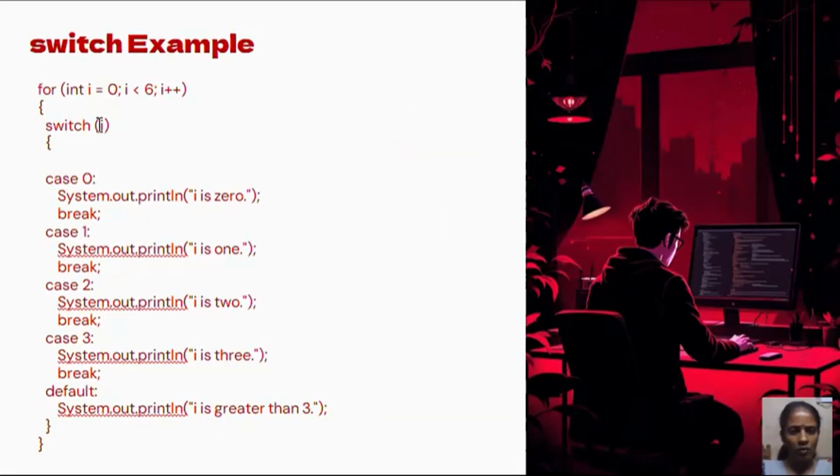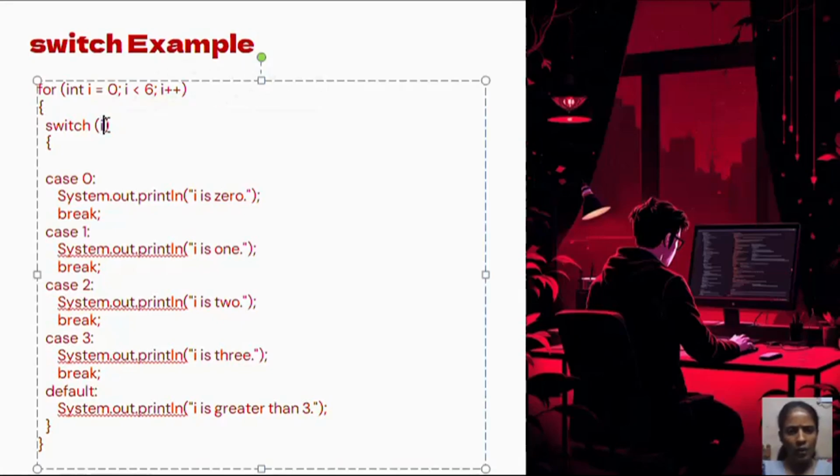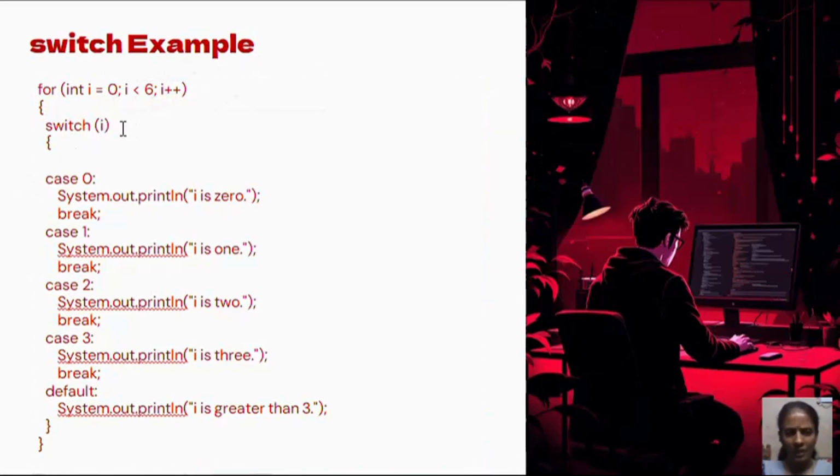Here, next to switch, I have a variable called I. Based on the I value, it goes to case 0 or 1 or 2 or 3. If the value of I is 5, there is no possibility of 5 here. Suppose the value of I is 2, then it directly goes to case 2 and prints I is 2.